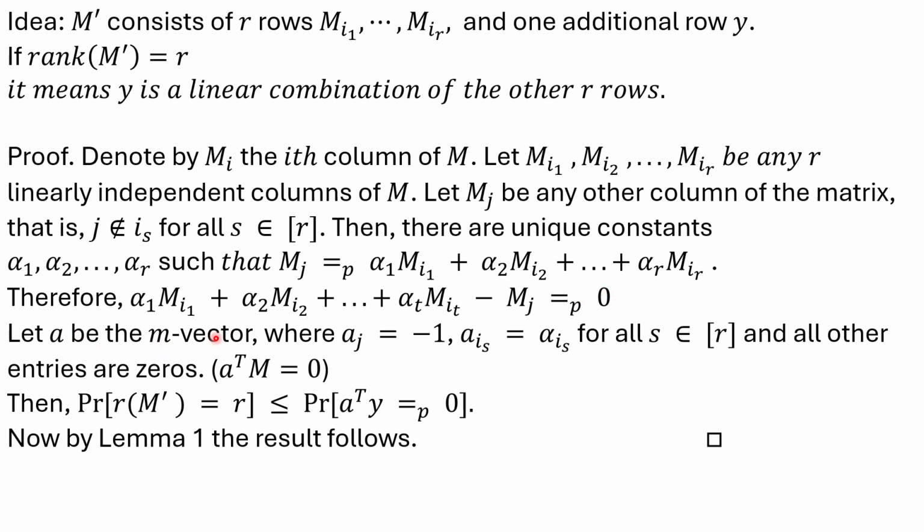Let A be the m-vector. Well, alpha j is equal to minus 1 because it's going to represent Mj, and all the alphas as we addressed here, and all the other entries will be 0. So A transpose M is 0 because it's exactly this equation. Then the probability that the rank of M tag is equal to R is less than or equal to the probability that A transpose y is equal to 0. Now by lemma 1 the result follows.